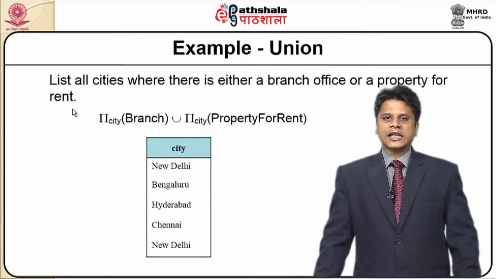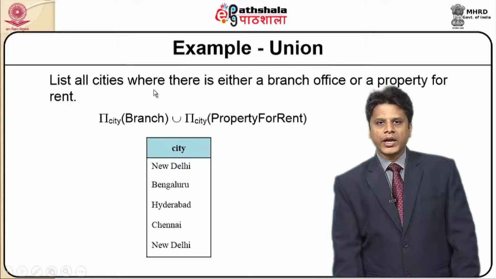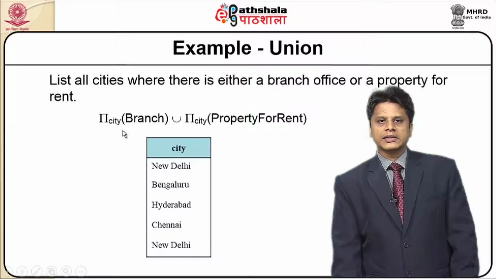Here I have highlighted an example for union where I want to list all cities where there is either a branch office or a property for rent. So I would appropriately convert this query, where I wanted to list all cities where there is either a branch office or a property for rent. There are two tables, branch and property for rent, from where I have to highlight only city as an attribute, which should be unioned.